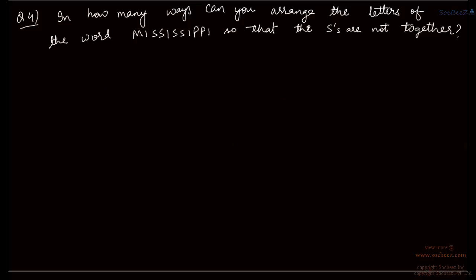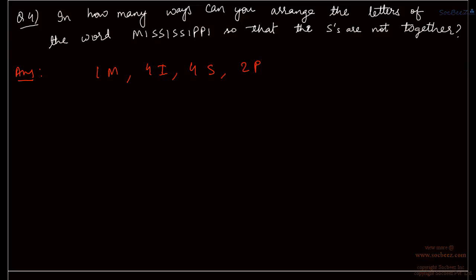Now, in how many ways can you arrange the letters of the word Mississippi so that the S's are not together? So let us first write down all the different letters. We have one M, we have 4 I's, we have 4 S, and we have 2 P. Total is 11. So there are 11 letters, out of which there are only 4 different types.